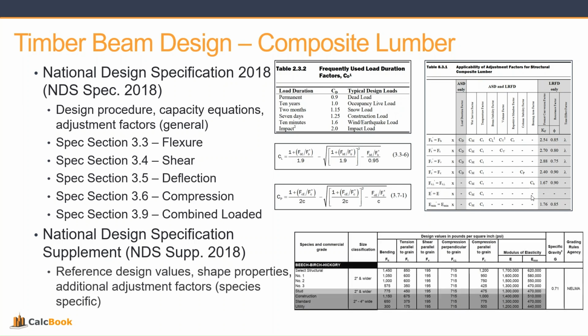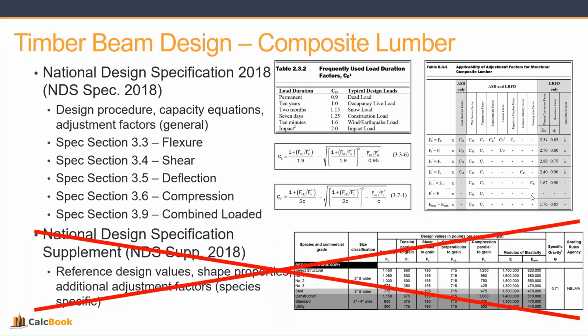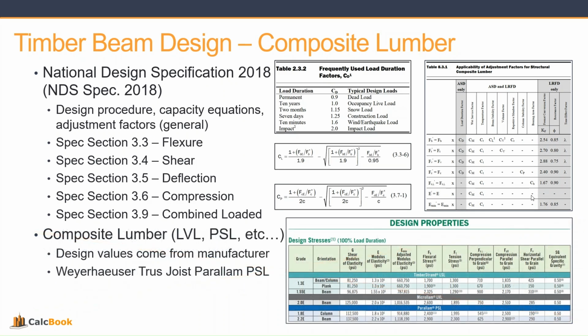And the supplement would typically give you your reference design values for any sawn lumber shapes, but for composite lumber, we do not use this. We use a manufacturer data table or information spec sheets from the specific manufacturer that you are going to be getting your composite lumber from. So for this specific example, we're going to be using the Weyerhaeuser Truss Joist catalog or products, and we're going to be using a Parallam PSL. So parallel strand lumber is what it's called.